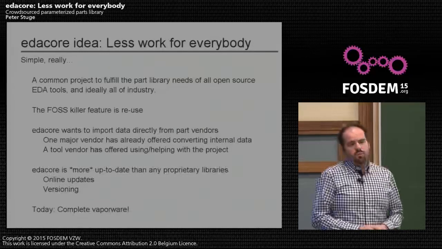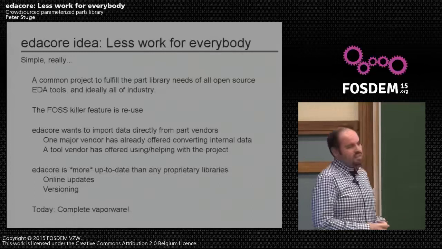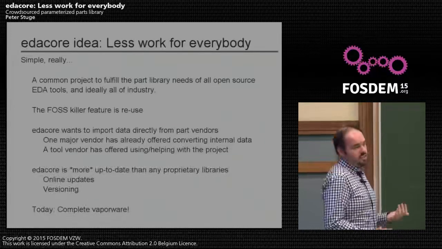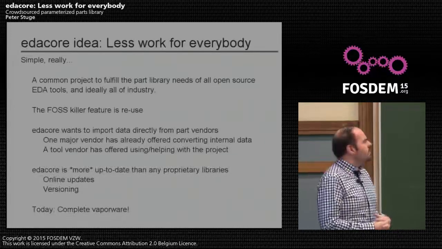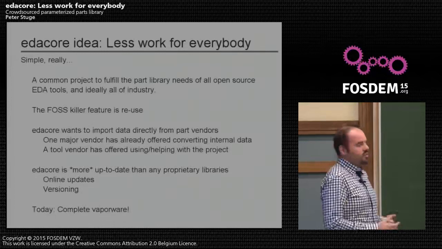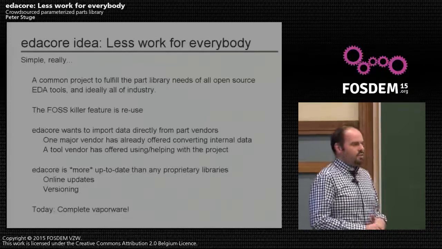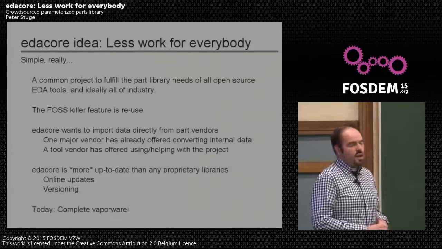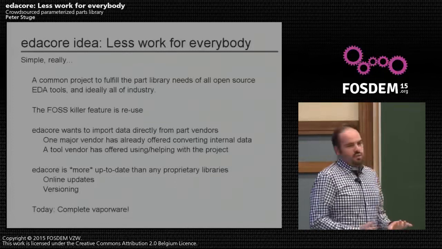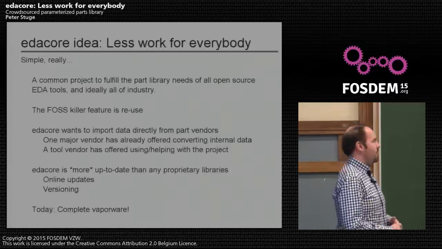I want to make a part library that can do anything that the open source tools need, and also ideally serves the industry. So anything perhaps before and after, well, mostly after the design tools. I think that the Edacore data should be usable also by the fabs. So I'll get back to that in a bit. The killer feature of open source is really reuse. So we need to do this, I think.